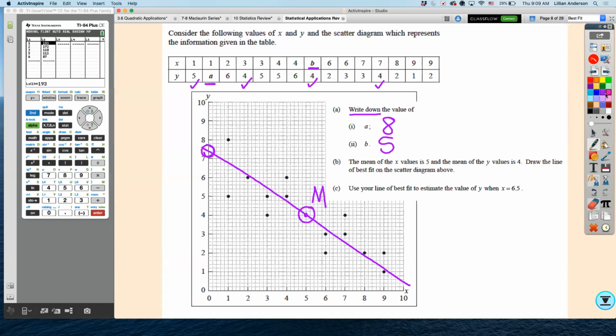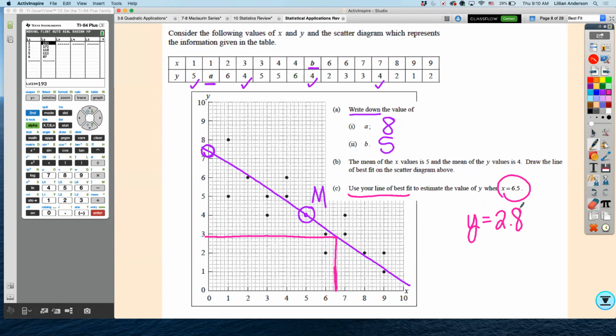But however you draw your line of best fit, use your line of best fit if it tells you to estimate your y value when x is equal to 6.5. So I go to 6.5 on my x-axis, draw my vertical line up, then draw it over. And so my estimate based off of my line of best fit would be roughly 2.8 for my y value, okay?